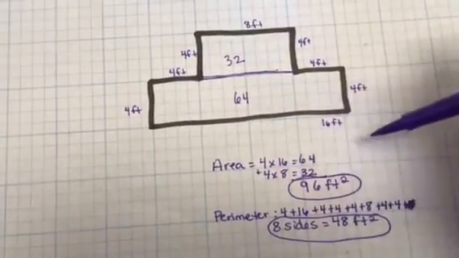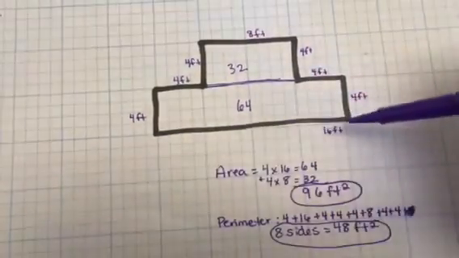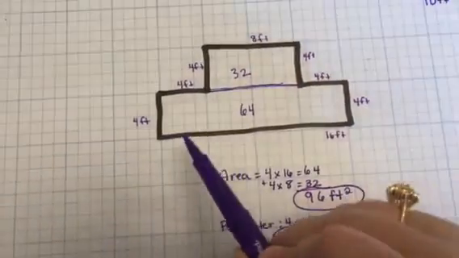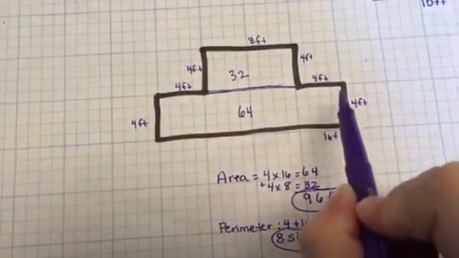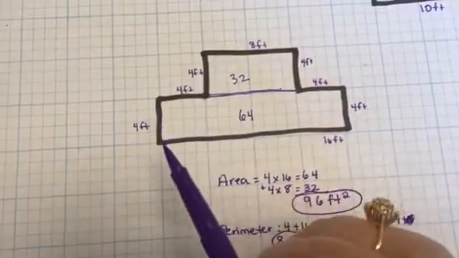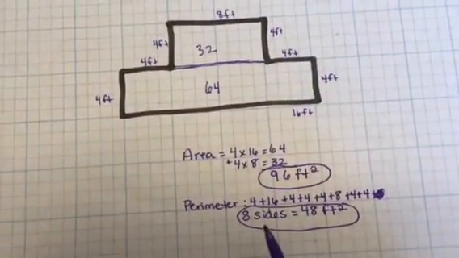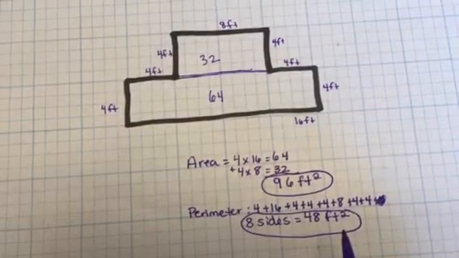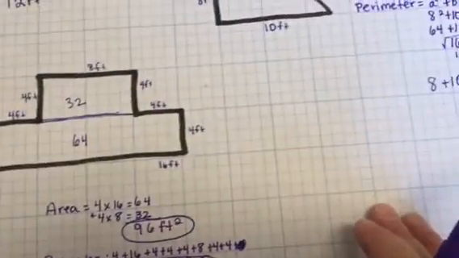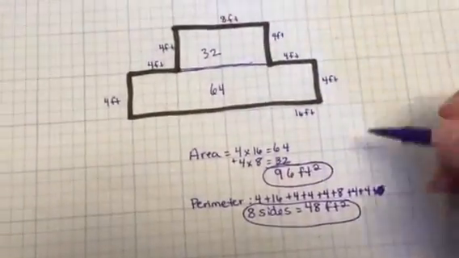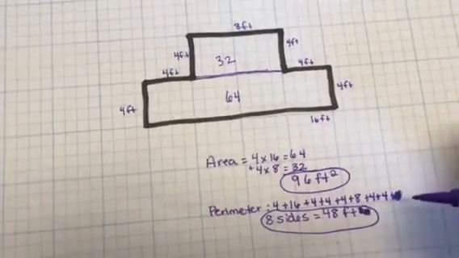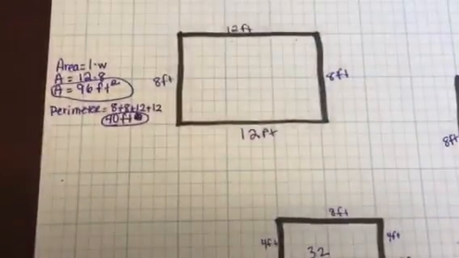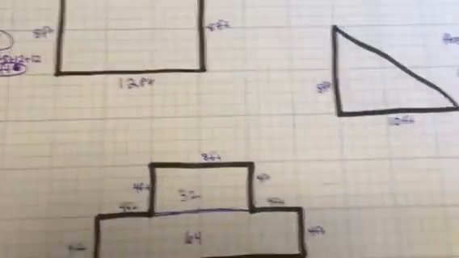In order to get the perimeter, you need to count the number of sides. So you have 1, 2, 3, 4, 5, 6, 7, 8, and then for each side you would add them together. So once you add up all those 8 numbers, you're going to get 48 feet squared. Okay, no, you know what, I'm sorry, this is not feet squared, this is just feet, and this one is also just feet. Okay, so area is squared, perimeter is not.